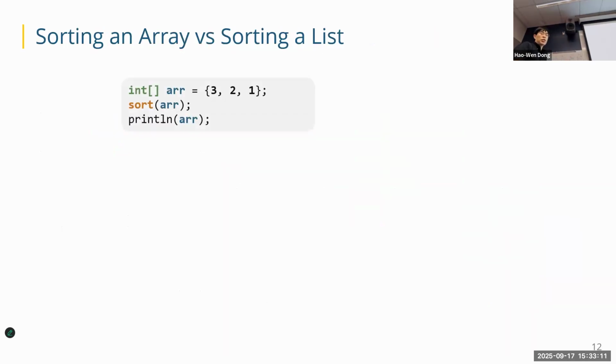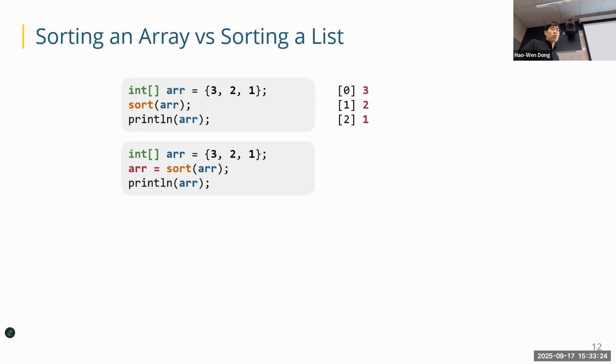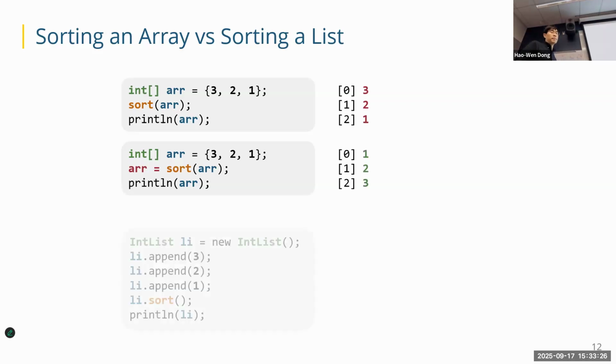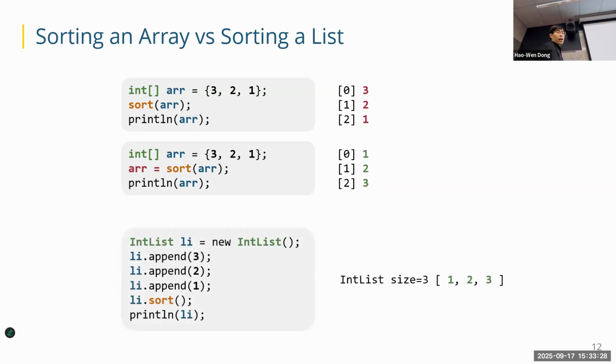So that's to show you the difference between an array and a list. When you do sort on an array, what you will get is a new array. But for a list, when you do the sort, you will do it in place. So you won't create a totally new array.